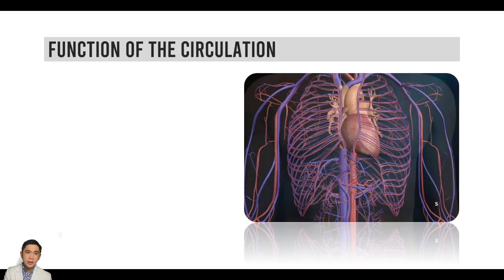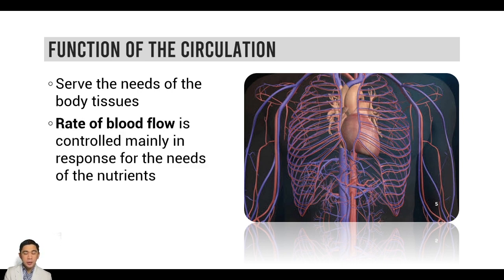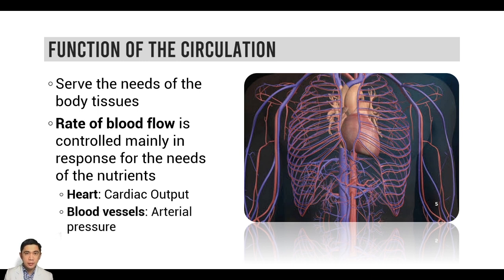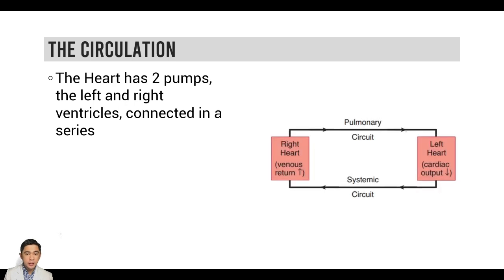Function of the circulation. The circulation serves the needs of the body tissues. The rate of blood flow is controlled mainly in response to the needs for nutrients. In the heart, the rate of blood flow is mainly measured through its cardiac output, and also from the arterial pressure by the blood vessels. The heart has two pumps, the left and the right ventricle, connected in series.